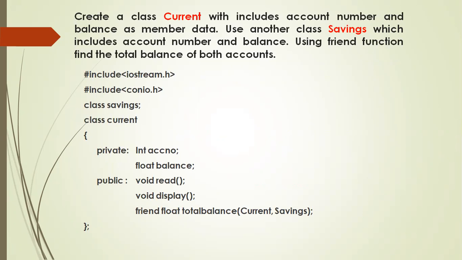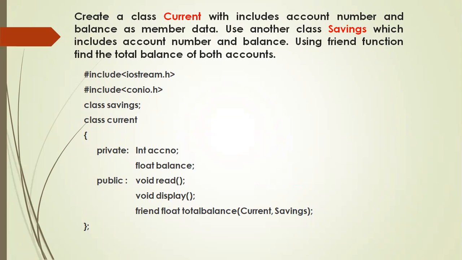In my last class, I gave you an assignment to find the total balance of two different accounts using a friend function. Anyway, I am explaining this program in today's class. Create a class called current, which includes account number and balance as member data. Use another class, savings, which includes account number and balance. Using a friend function, find the total balance of both the accounts.